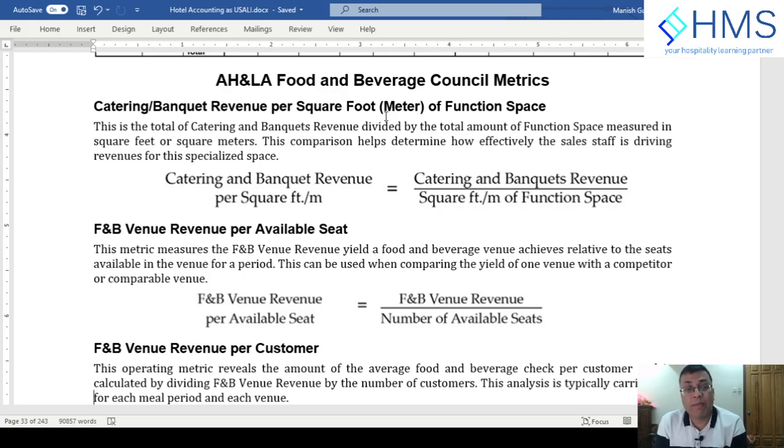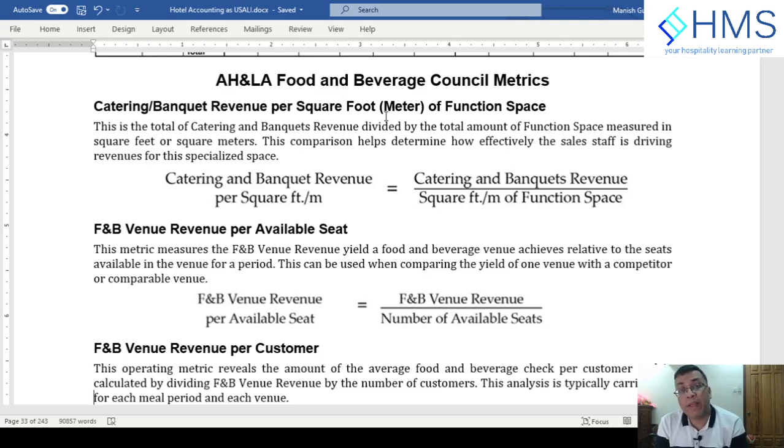Then you have F&B revenue per available seat, which we have also seen in our previous metrics. It is calculated by total F&B venue revenue divided by the number of available seats in that particular restaurant. So here again, this is an important metric to understand how many times a seat is being turned, and how much revenue we are earning from the seat in the restaurant. Should we have more seats? Should we have fewer seats?